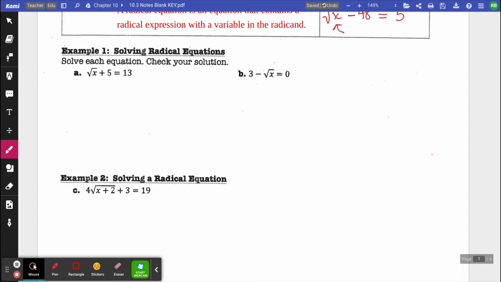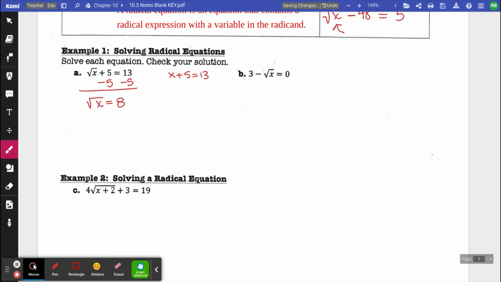So the first thing you're going to do when you're going to try to solve a radical equation is to isolate the radical, get it by itself. So just think of this, if this was x plus 5 equals 13, to get x alone, you'd subtract 5. You're going to do the same thing here. Subtract 5 from both sides, and you have the square root of x is equal to 8.